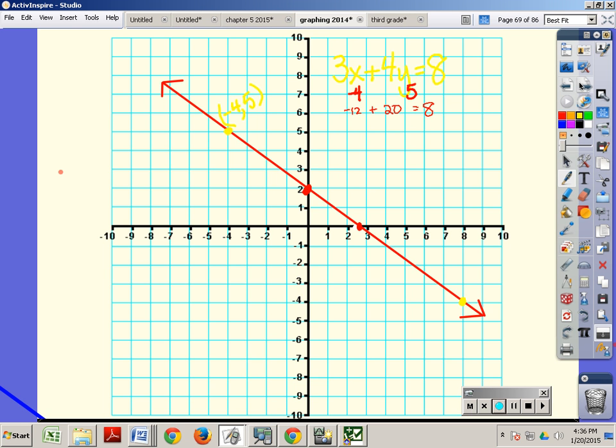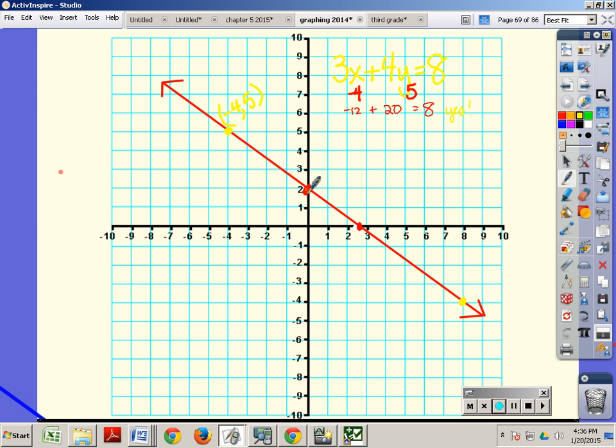Here's a prettier picture. Over here, we just tried to check a point to see if we were correct in graphing it. So we chose negative 4, 5, because it's clearly on our line. And we plugged it in. Negative 4 for x, 5 for y. We get negative 12 plus 20 equals 8. Yes, it worked. So that tells us we graphed it correctly, showing our x-intercept of 2 2/3 and our y-intercept of 2.